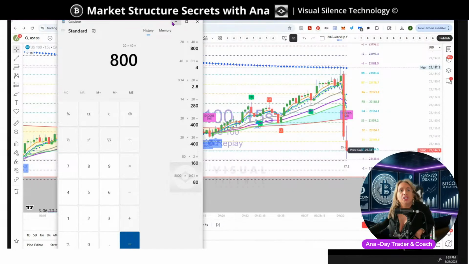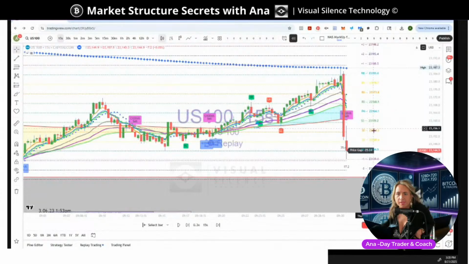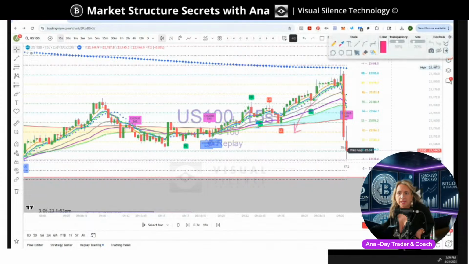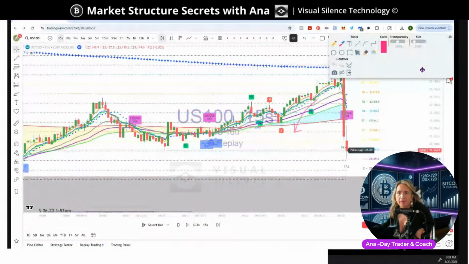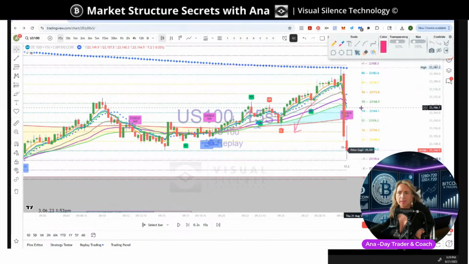Okay, so let's see what happens here. Now we're bringing in the pivot levels. We are at the bottom. So since we're at the bottom, we expect the probability of the reversal, under normal circumstances, should be the buy back up.